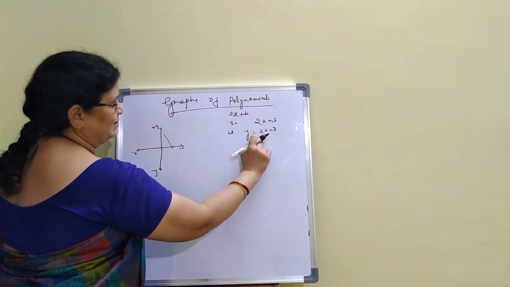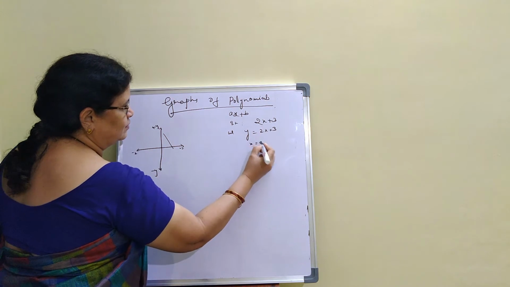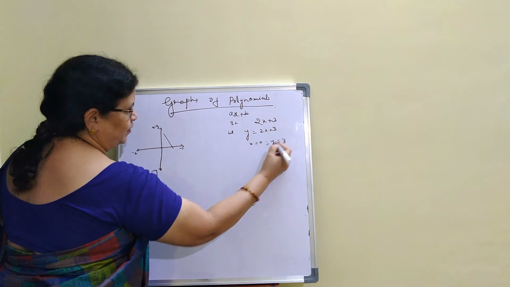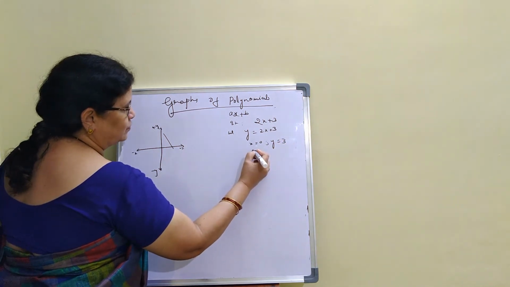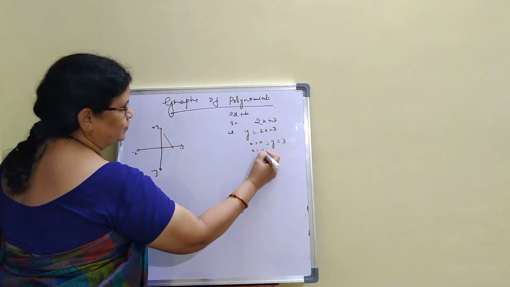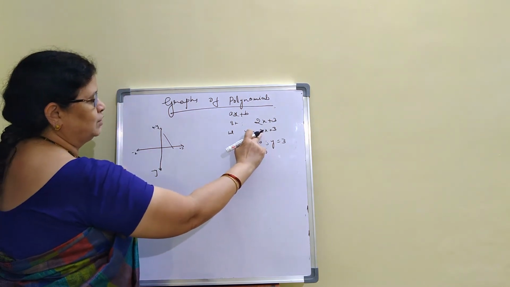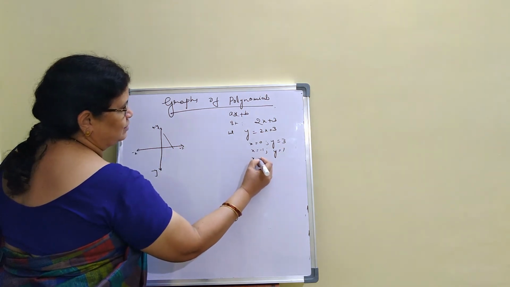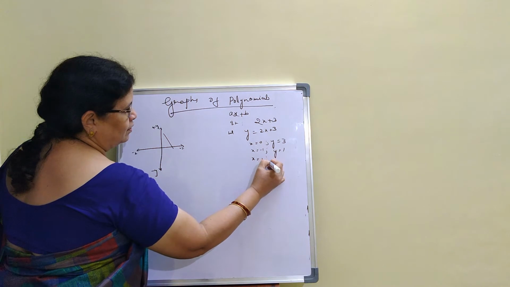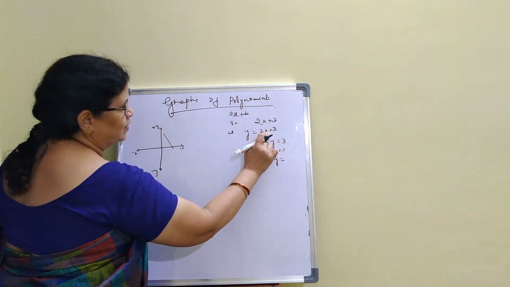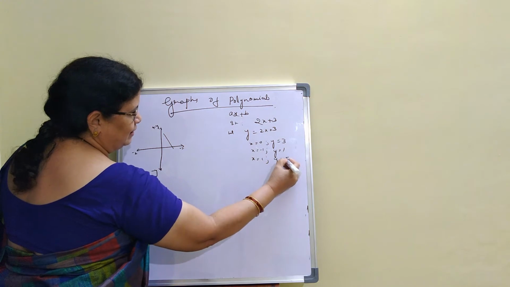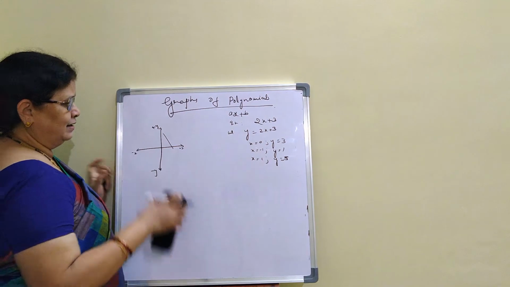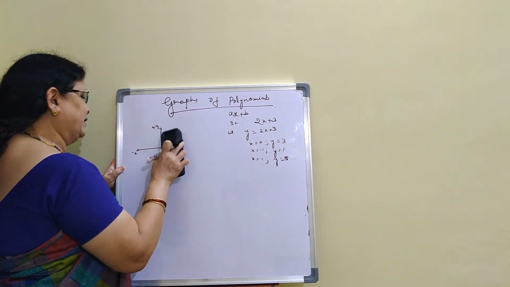If I take x is equal to 0, I will get y is equal to 3. If I take x is equal to minus 1, substituting here, minus 1 into 2 is minus 2, plus 3, y is equal to 1. If I substitute x is equal to 1, I will get y is equal to 2 into 1, which is 2, plus 3 is 5. Like this I will get different x, y values. If I take these values and draw the graph, I will get a line.